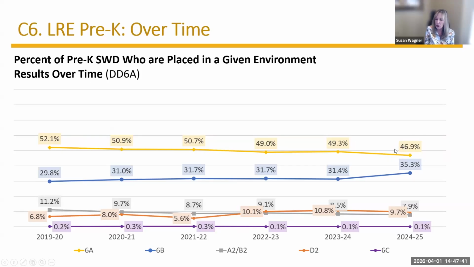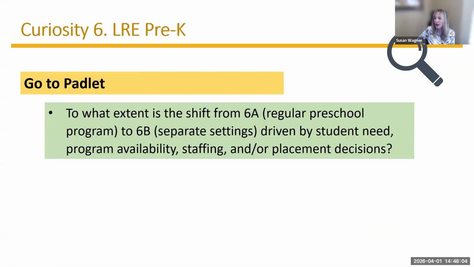So that's the opposite direction we want that to go. We want that to increase. We want the 6B rate, the kids in the separate classrooms, separate schools, to decrease, but you can see that it has increased slightly to 35.3%. So we see the trends going in the opposite directions of what we would like. And so that was the question we were going to have you comment on.